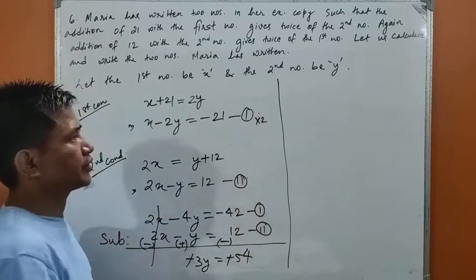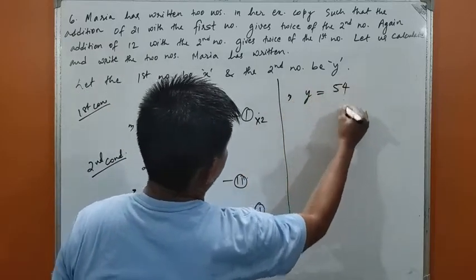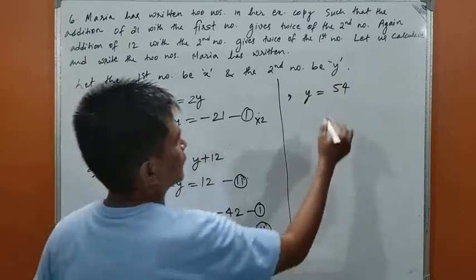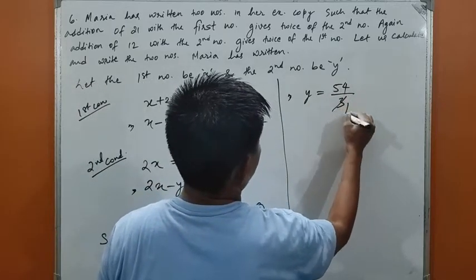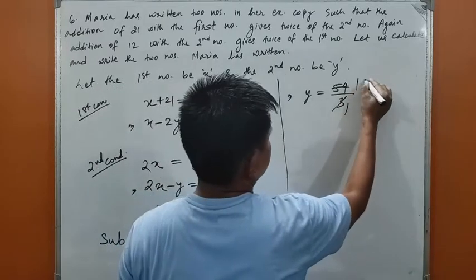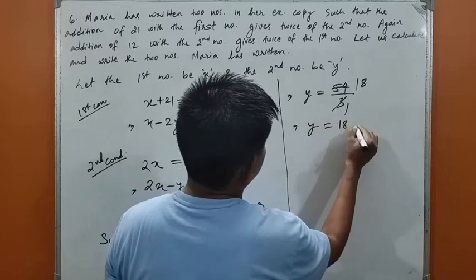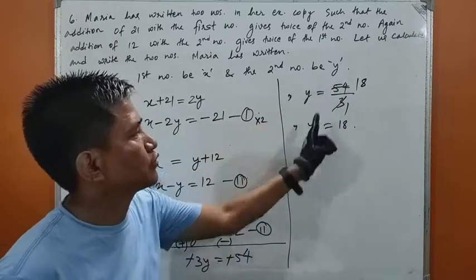3 goes to the denominator, isn't it? Or y equals to 54 upon 3. 3 1s are 3, 3 1s are 3, 4 5 2, that means 3 8s are 24. Or the second number written by Maria is 18, isn't it? Second number is y, so y is 18.